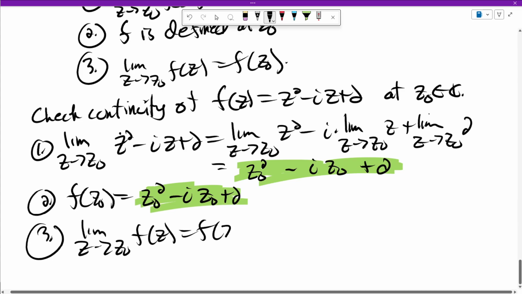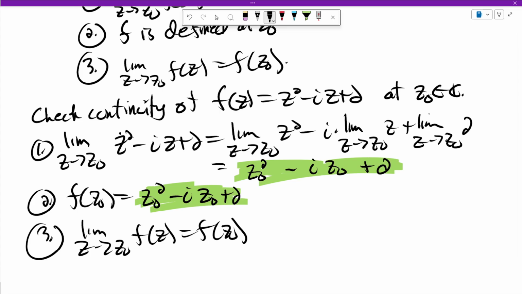And this goes with what we said earlier. All polynomials are continuous. This is a polynomial function, and such guys are automatically, well, not automatically continuous, but we're going to use that they're continuous from here on out.